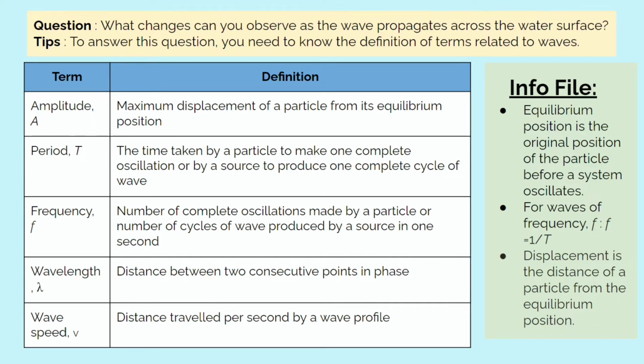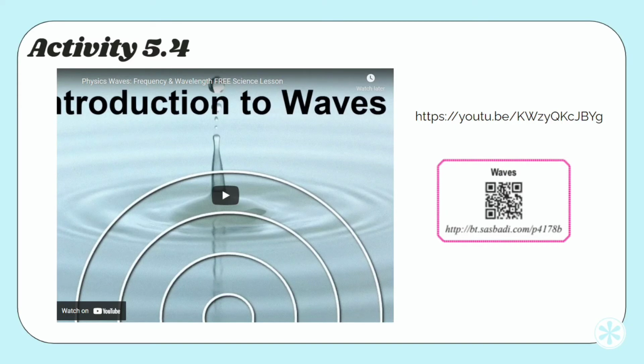Info file. Equilibrium position is the original position of the particle before a system oscillates. For a wave of frequency f, f equals 1 over T. Displacement is the distance of a particle from the equilibrium position. This video shows the introduction of wave. You can copy the link or scan the QR code to watch the video.